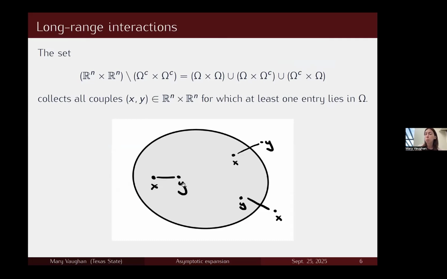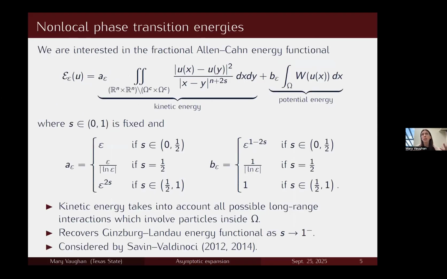Either x and y are both in your domain Omega, or at least one of them is. So we neglect when both of them are in the complement, because when we work with non-local, the complement of your domain are your boundary conditions. So we think about everything in Omega complement as being fixed, and we will actually incorporate that later in the talk.